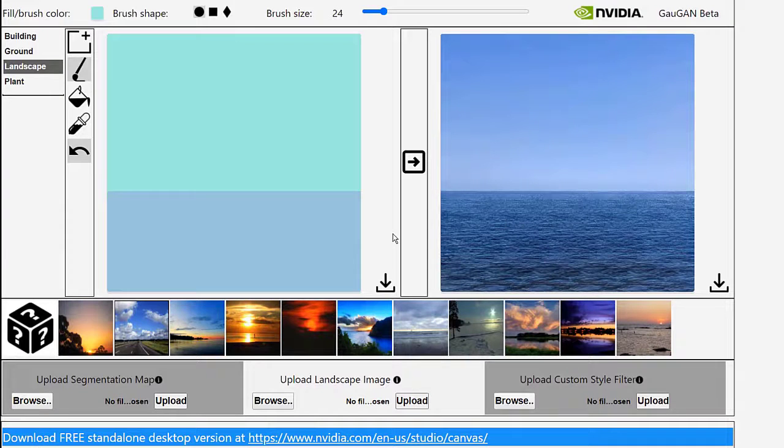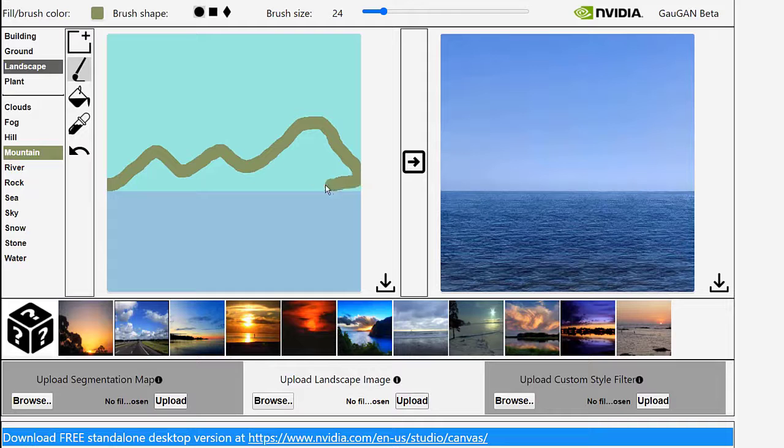So they have a GAN that's trained on how to make water and one that's trained on how to make a sky, and it just kind of put them together there. It gets more interesting though. Let's actually select landscape here and put some mountains on the horizon. I feel like Bob Ross here. And you can make any kind of landscape you want this way.